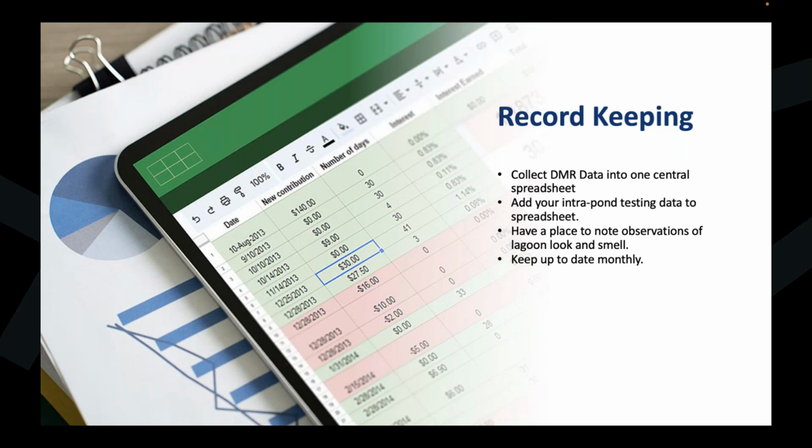However, I recommend that you pull all that data into one central spreadsheet and then pull these observations from your diary into this spreadsheet, maybe link some of the pictures from your cloud. And so you can start to look at all that data from a holistic perspective and start to trend it and start to see what's happening at different locations within your pond.